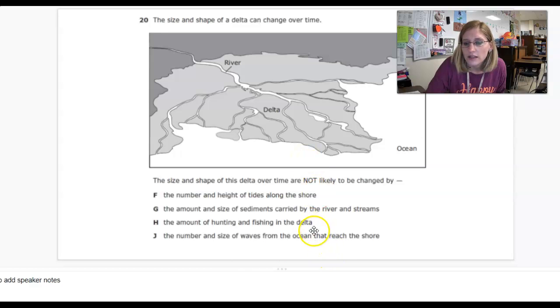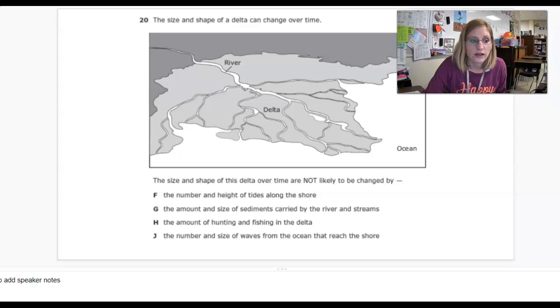Maybe not. Let's take a look. How about the number and size of waves from the ocean that reach the shore? That might change, right? That's going to carry that sediment. So anything that's happening out in the ocean and moving it forward is going to change it. Anything that's over from this river and lakes and streams, that's going to change it. The only things that don't change it is the amount of hunting and fishing in that delta.